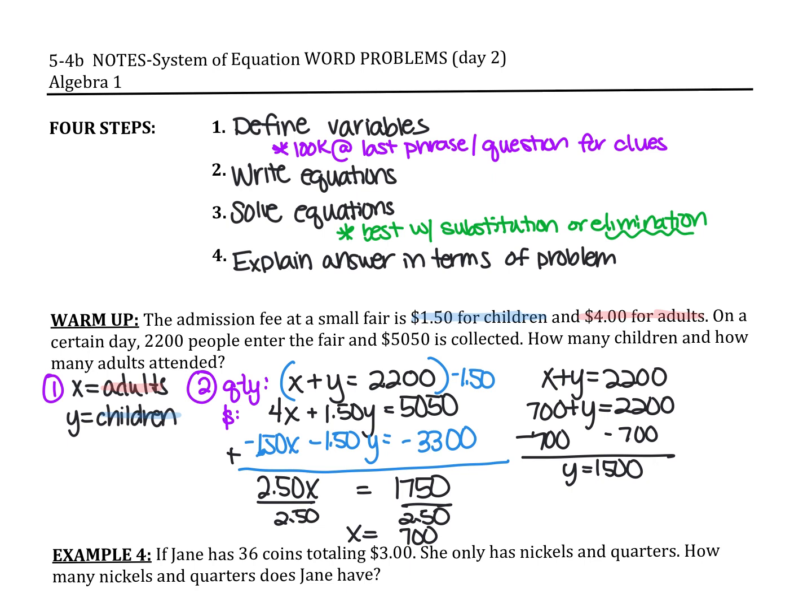Okay, so we have gone through and solved, although I didn't really note that. And now we need to explain what this means in terms of the problem. But keep it simple. I'm just going to take y equals 1,500, which is children, and x equals 700, which is adults, and put it in a very simple phrase. There are 700 adults and 1,500 children. And there is my answer.